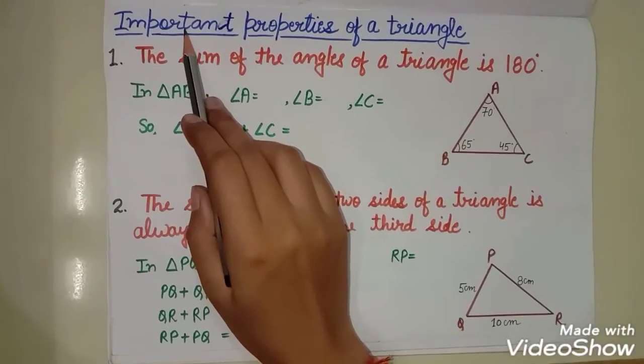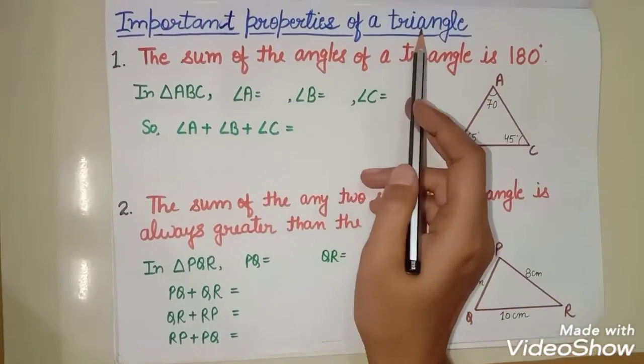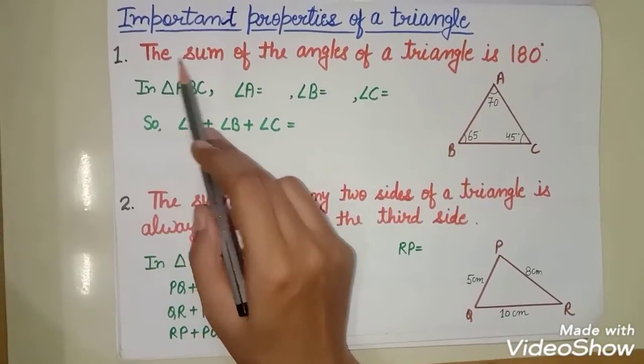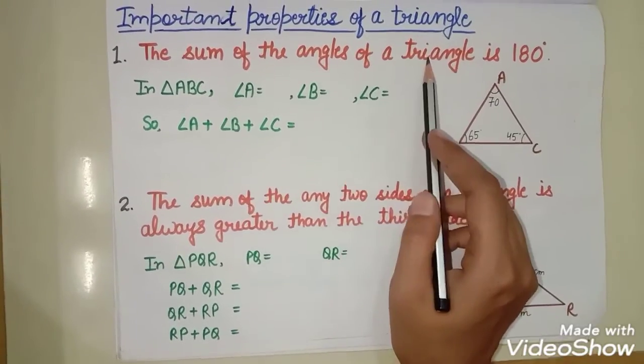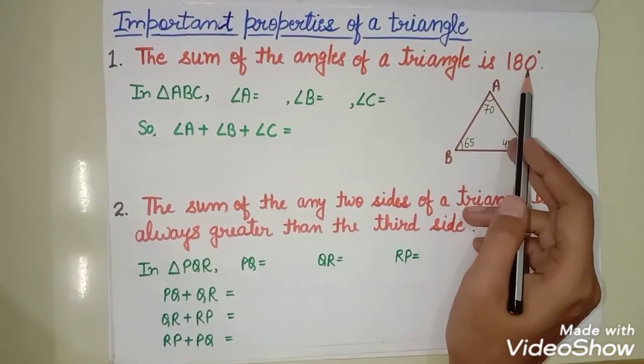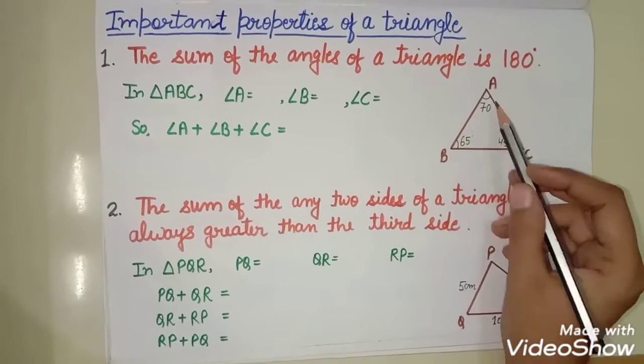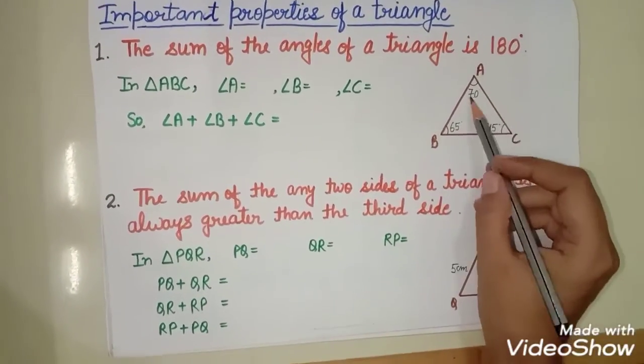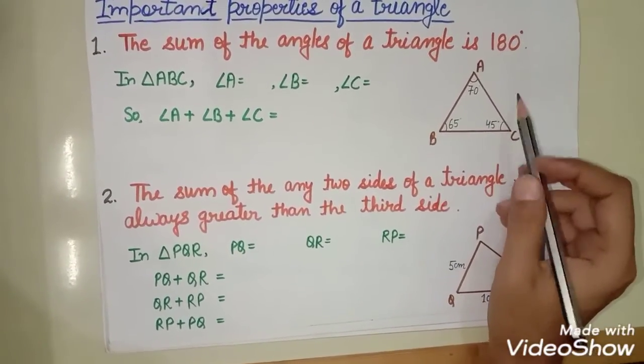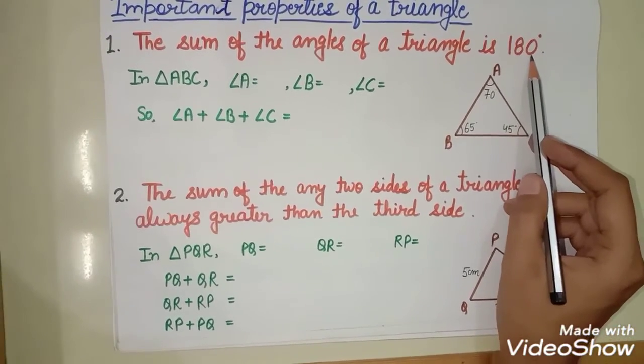Now come to the important properties of a triangle. First one is the sum of the angles of a triangle is 180 degrees. Means जितने भी triangles होते हैं उनमें तीनों angles का जो sum होता है, that is always 180 degrees.